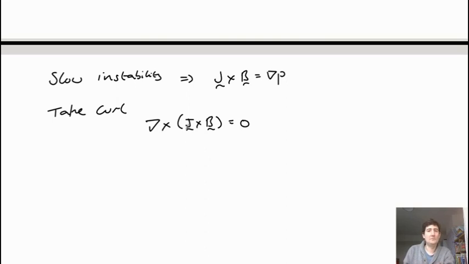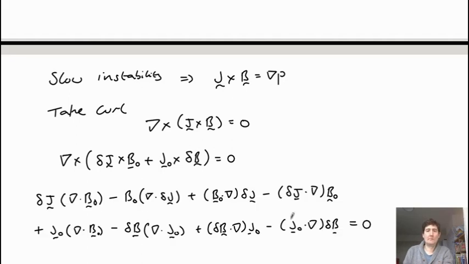And if you just remember the first order linear perturbations, so we have a delta J and a B naught, and a J naught and a delta B. And so we end up with, so we just use a vector identity to expand this out. So that gives us all these terms. And then many of them will disappear. So for example, divergence of B is of course 0. And divergence of J is also 0 because there's no charge build up in the plasma. So these are all 0, as is the perturbation to J, so we are divergence free.